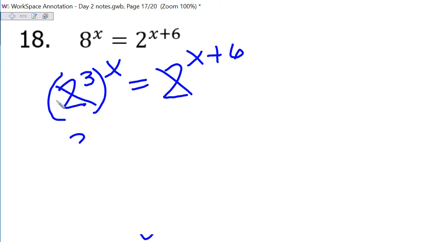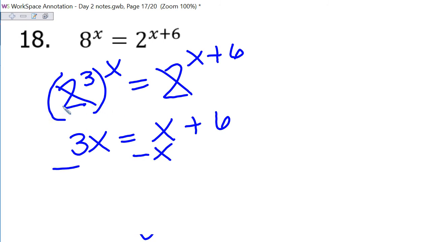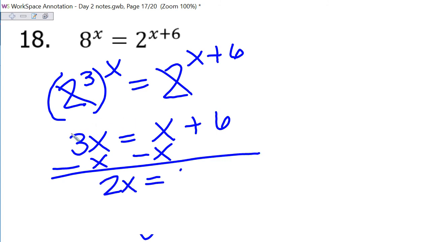So power to a power, these were multiplied. 3 times x is 3x. To solve for x, what's next? Subtract x to both sides. What's 3x minus x? So 2x equals 6. Divide both sides by 2, and x equals 3.